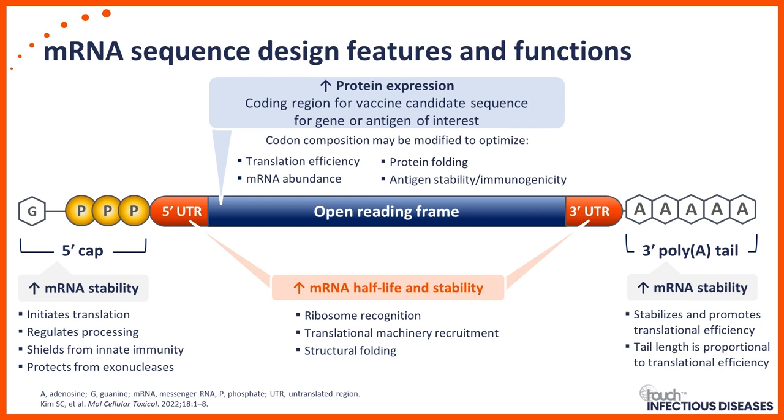We've also found that the tail length of this poly A tail is proportional to the efficiency of translation. There's also an untranslated region at both the 5' and 3' end of the mRNA. This helps with ribosome recognition, recruitment of the translational machinery, and structural folding. Finally, with the open reading frame, this is where we actually put our antigen or protein. This is the coding region for the vaccine sequence, and the codon modifications of this are very important. This helps with the translational efficiency, the mRNA abundance, the protein folding, and the antigen stability and immunogenicity.